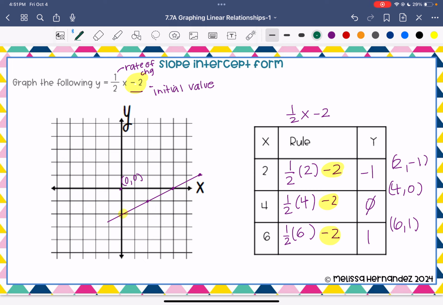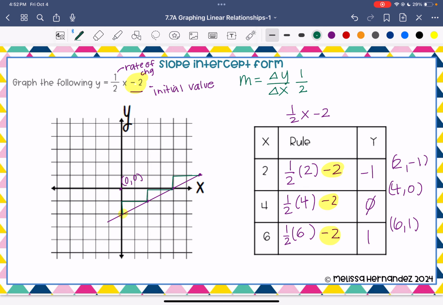And so I should go back. Your rate of change is change in y over change in x. And then in this case, my change in y is 1 and my change in x is 2. So change in y is your vertical change. So I go up 1 over 2. Up 1 over 2. Now, I didn't have an x value of 0.